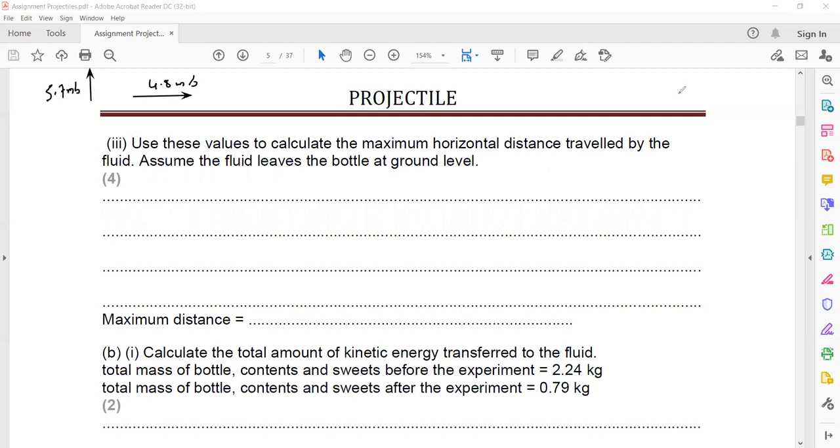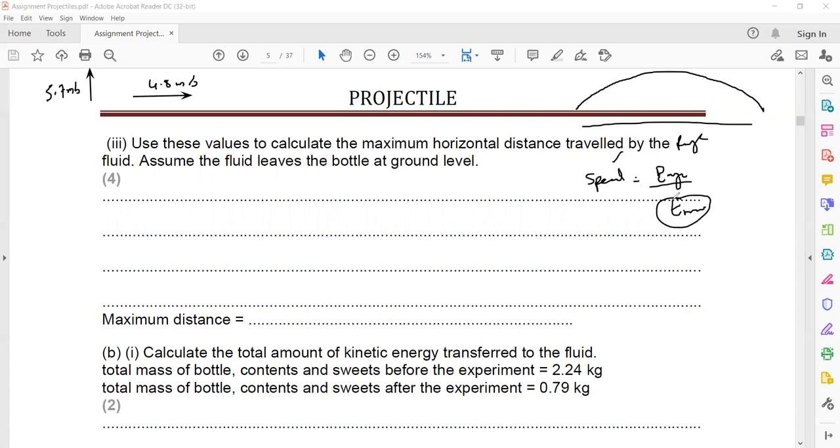We need the horizontal distance, so to get it we need the horizontal component. Horizontally, there is no acceleration, so we have the formula: speed is equal to distance, or range here, divided by time. We have the horizontal speed, but we don't know the total time of flight. So first we find the time to reach the maximum height, and then we double that time, which will give us the total time.